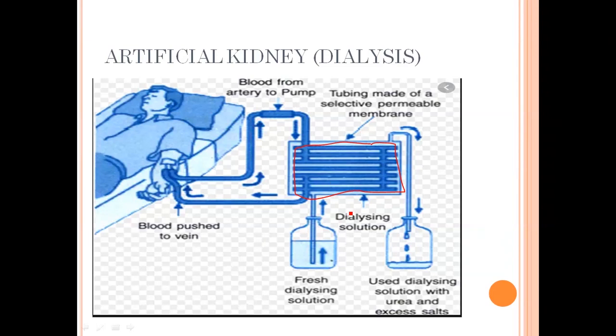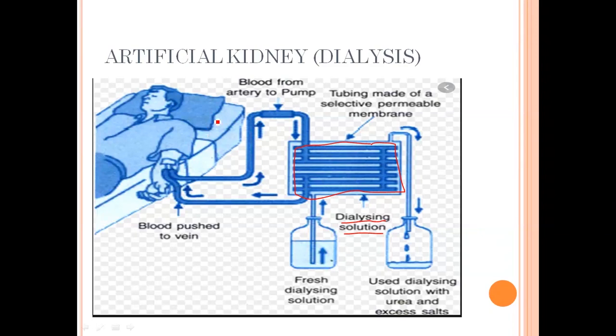some dialyzing solution. This dialyzing solution has the same osmotic pressure as that of blood. Because the osmotic pressure remains the same as that of blood, the nitrogenous waste which is present in the blood gets diffused into the dialyzing solution while the blood passes through these selectively permeable tubes.